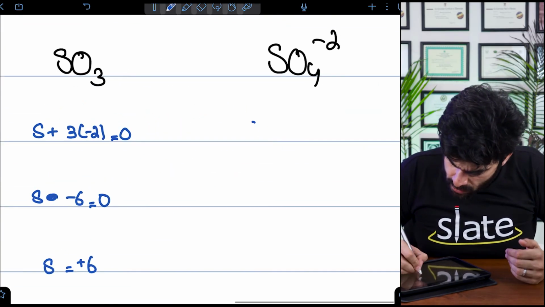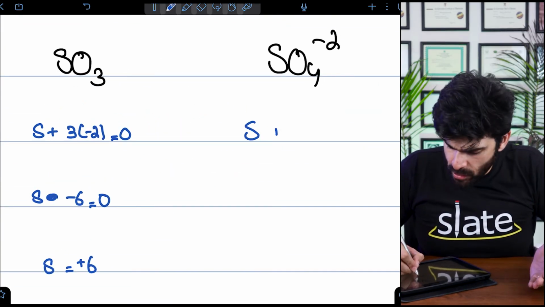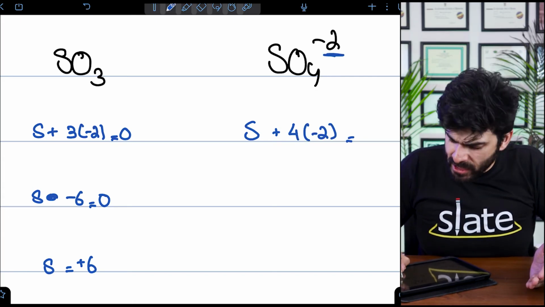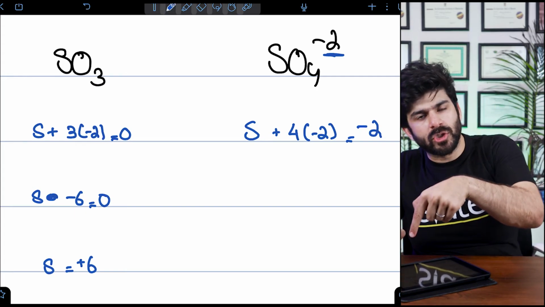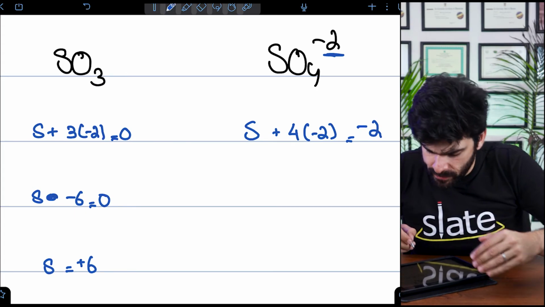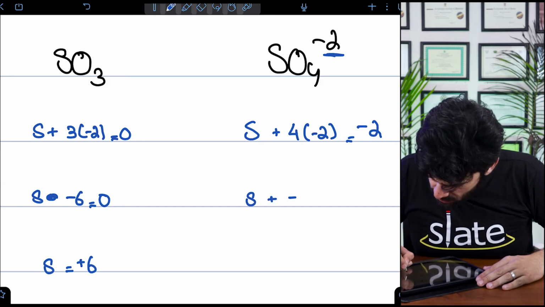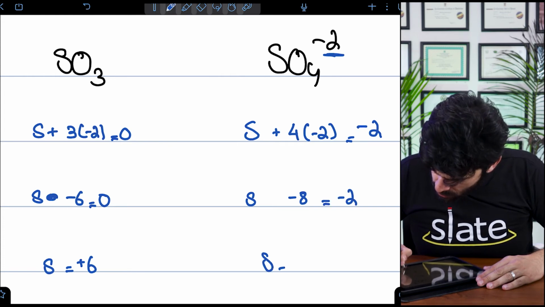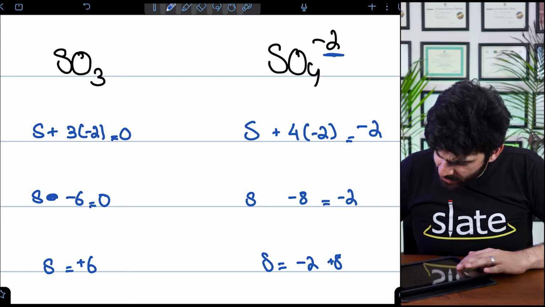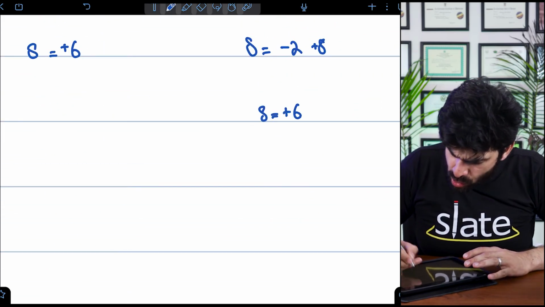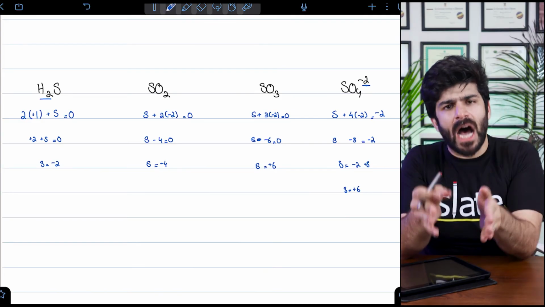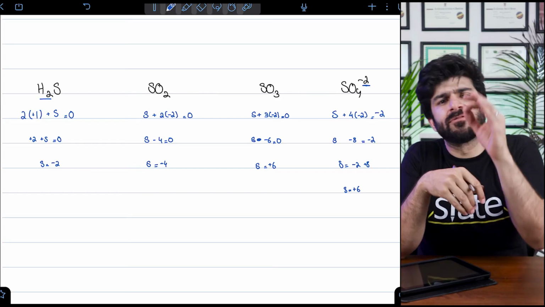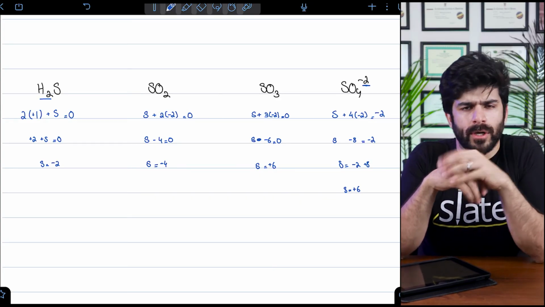Last one. Sulfur. We don't know about sulfur. 4 oxygens. The total charge is given of sulfate ion. That's minus 2. So that's where you put the charge. That's an ion. Polyatomic ion. So S minus 8 equals minus 2. S equals minus 2 plus 8. And students, that becomes S equals plus 6. So that is how you can calculate the oxidation states. It's very important. Very important.